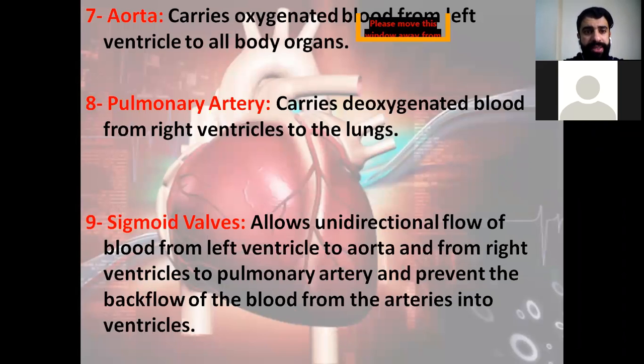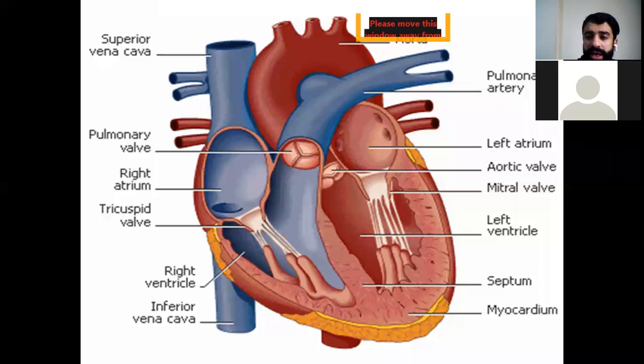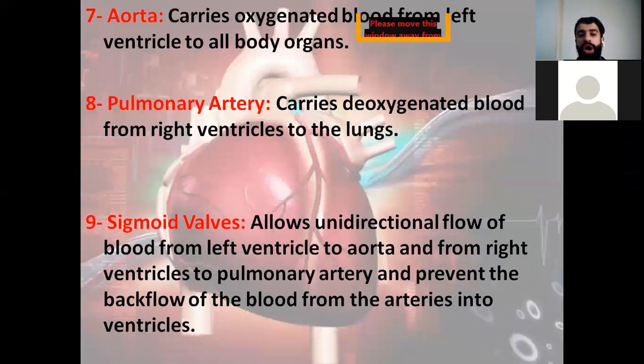Okay, so I will repeat. Aorta, it carries oxygenated blood from where? From the left ventricle to all the body organs. So the aorta here carries oxygenated blood from the left ventricle, since the left side is enriched in oxygen. We have also the pulmonary artery. It carries the deoxygenated blood. Why? Because it's from the right side, from the right ventricle toward the lungs.